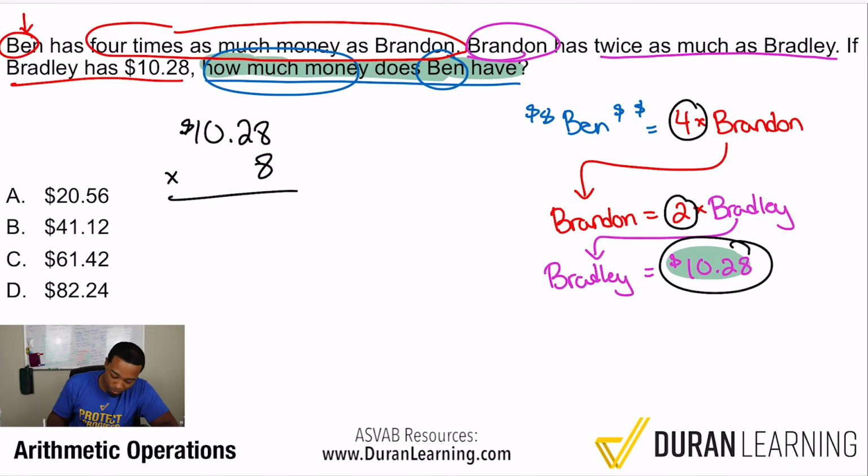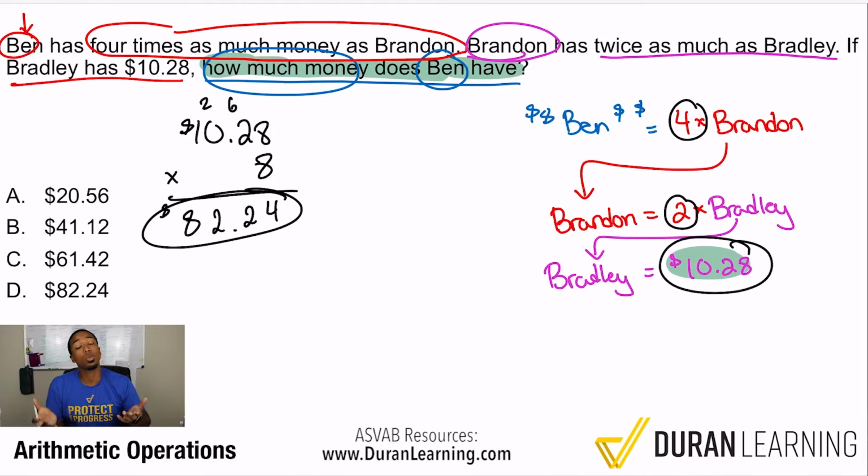By multiplying by 8. 1028 times 8, you can go ahead and just do that. 8 times 8 is 64. Put the 6. 2 times 8 is 16. Plus 6 is 22. Then 0 times 8, that ends up being 0. Put the 2 there. And then you have the 1 times 8, which is 8. And so you have $82.24. That's what we end up with.